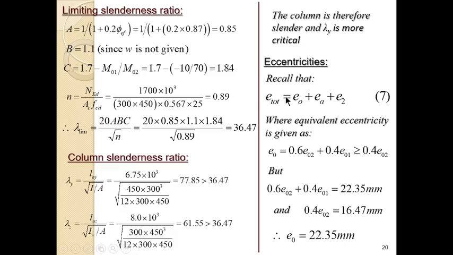So we go ahead to calculate the eccentricity. Remember, the total eccentricity is E naught plus Ea plus E2. The equivalent eccentricity E naught, we are given, has to be either of these expressions, whichever is greater. We have calculated E01 and E02. So 0.6 E02 plus 0.4 E01 is 22.35, you can calculate that, while 0.4 E02 is 16.47. We take the greater one, which is 22.35. So our E naught is 22.35.